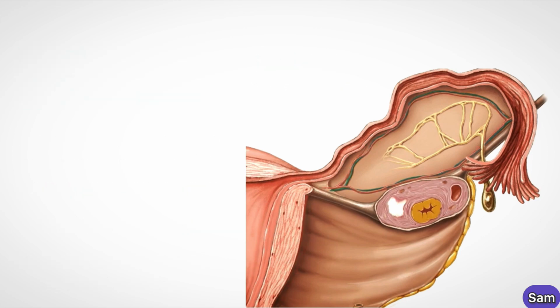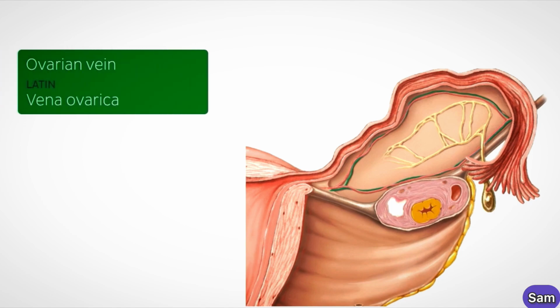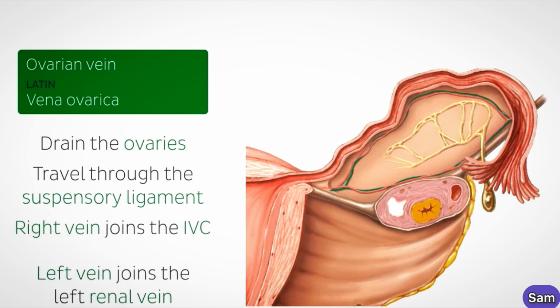And of course, we can't forget to talk about the ovarian vein, which is highlighted in green in this image. And both the ovarian veins drain the ovaries before travelling through the suspensory ligament. And the right ovarian vein then joins the inferior vena cava, while the left ovarian vein joins the left renal vein.